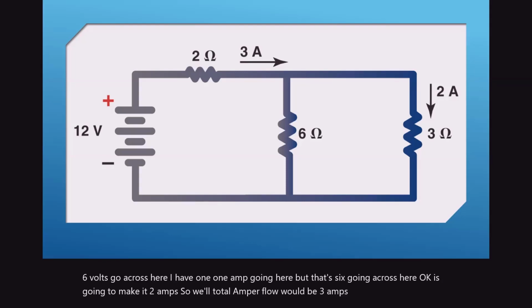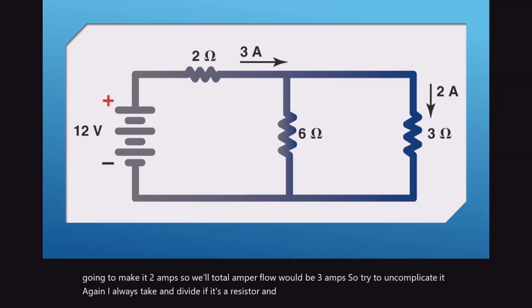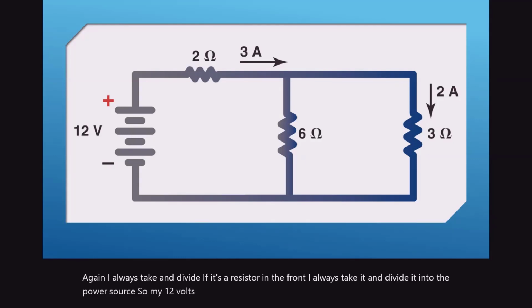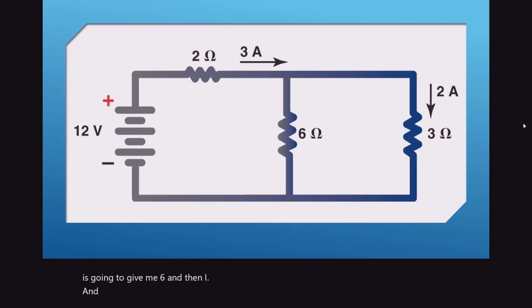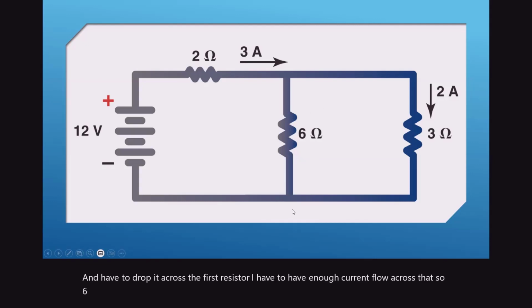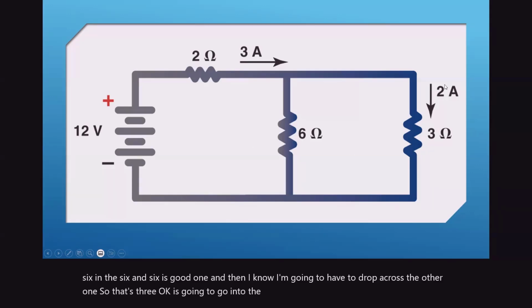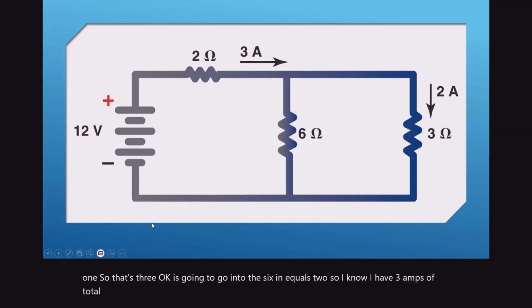So try to uncomplicate it again. If there's a resistor in the front, I always take it and divide it into the power source. So my 12 volts into my 2 ohms is going to give me 6. And then I have to drop it across the first resistor. I have to have enough current flow across that. So 6 and 6 is 1. And then I know I'm going to have to drop across the other one. So that 6 equals 2. So I know I have 3 amps of total current flow. I hope I didn't confuse you too much.